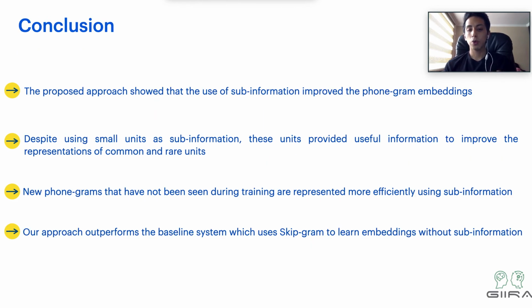As a conclusion, we can see that the proposed approach showed that the use of subword information improves the phonogram embeddings. Also, despite the use of small units as subword information, these units provided useful information to improve the representation of common and rare units. The representation of these new units or phonograms that have not been seen during training are represented more efficiently using subword information. This has been shown in our results, where the system that uses FastText improves the performance of a system that only uses Skip-gram without subword information to make the embeddings of each phonogram.